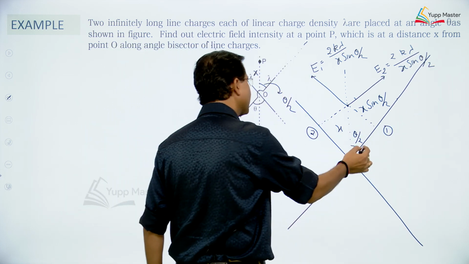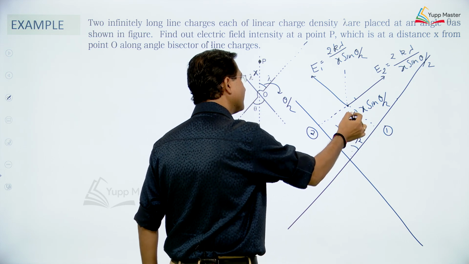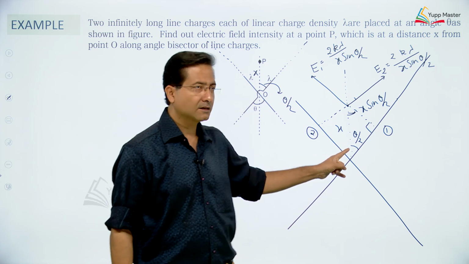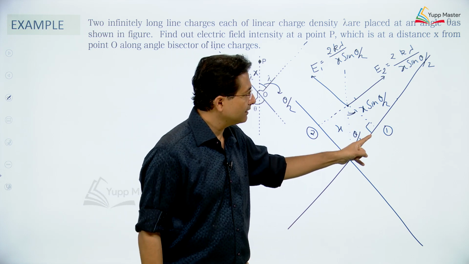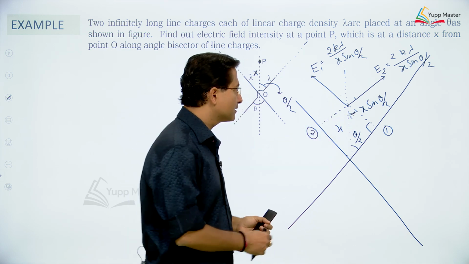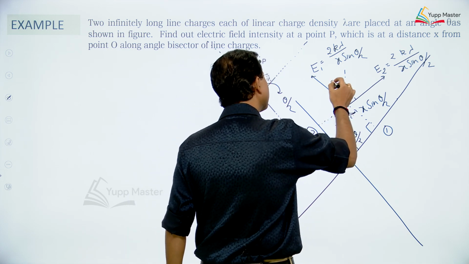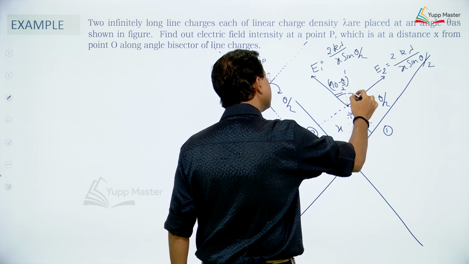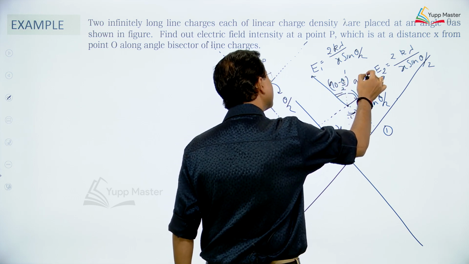As this angle is theta, this will be 90, this will be 90 minus theta. Look at the diagram again. If this angle is theta, this will be 90, and this is 90 minus theta. So this angle is 90 minus theta by 2. Similarly, this angle will be 90 minus theta by 2.